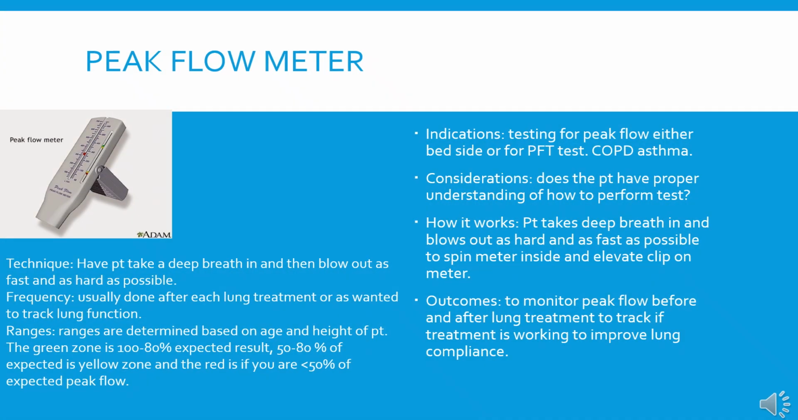Peak flow meter. So the technique is have patient take a deep breath in and then blow out as fast and as hard as possible. Frequency is usually done after each lung treatment or as wanted to track lung function. Ranges are determined based on age and height of patient. The green zone is 80 to 100% of the expected result. 50 to 80% of expected is yellow zone, and the red is if you're less than 50% of expected peak flow.